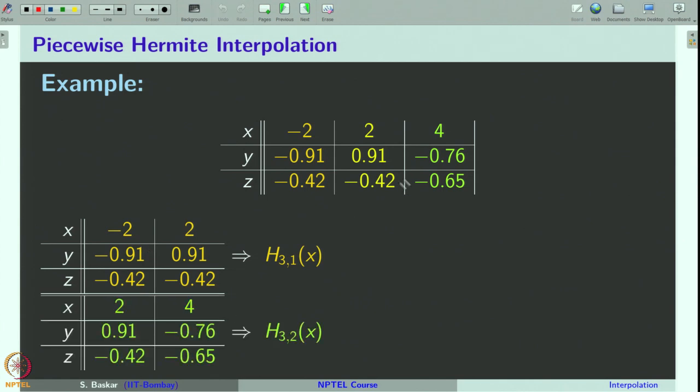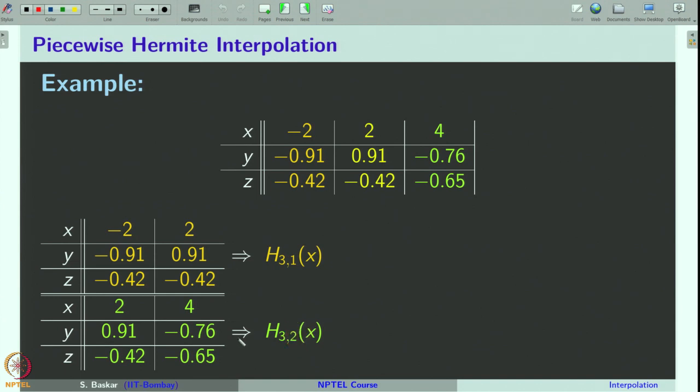Now let us take the second part of the data set, that is the nodes 2 and 4 and their corresponding values of the function and the derivatives. Again, we can construct the cubic Hermite interpolation in a similar way as we did in the last example, and let us denote this Hermite interpolating polynomial by h3,2 of x, because this polynomial is coming from the second piece of our data set. Now we will join these two to get the piecewise cubic Hermite interpolation.